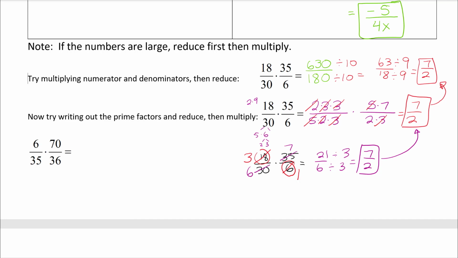I just think if the numbers are large, I don't want to multiply the tops and the bottoms. Let's do one more example. Notice the 35 and the 70, they're both divisible by 35 because 2 times 35 is 70. So this is divide by 35, you get 2. Divide by 35, you get 1. 6 and 36 can both be divided by 6. 6 divided by 6 is 1. 36 divided by 6 is 6. And that leaves you with 1 times 2, or 2 on the top. 1 times 6, or 6 on the bottom. This is divisible by 2, and I'm reducing it to 1/3. So that is how you can reduce before you multiply.